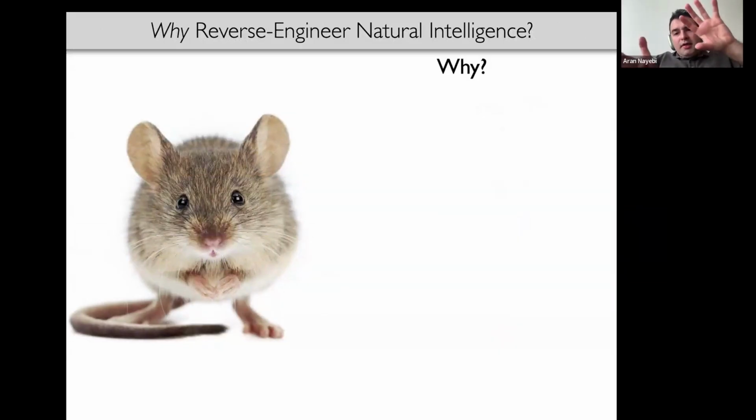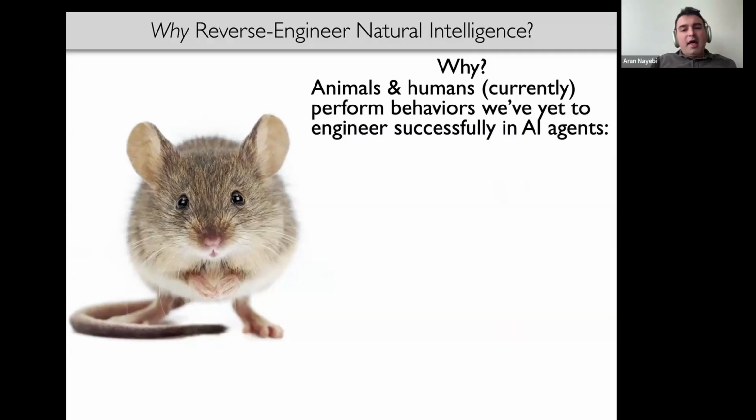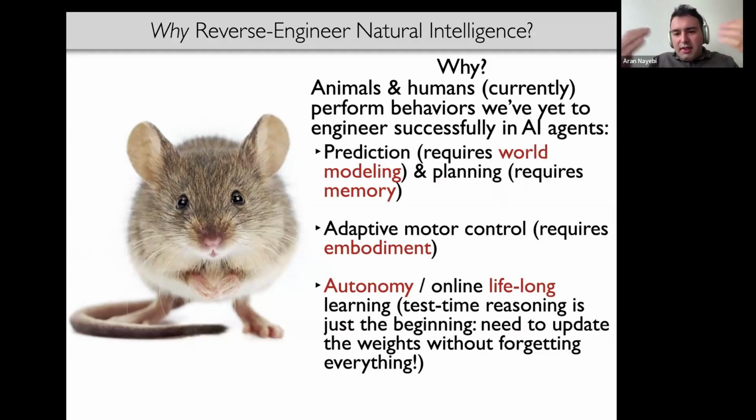Now coming to the second part of my title about natural intelligence, why are we looking to natural intelligence in particular? I like to think of it as animals and humans perform behaviors that we've yet to engineer successfully in AI agents. At a high level, these involve predicting the world, which requires modeling it, like I mentioned, in a more physically realistic way, and then using it to plan through that world model, which also requires persistent memory, which is something we don't fully have yet with even chat agents at the moment, let alone in videos.